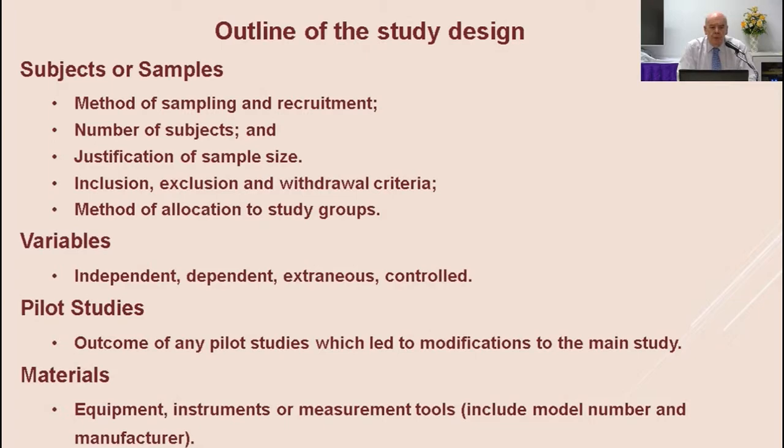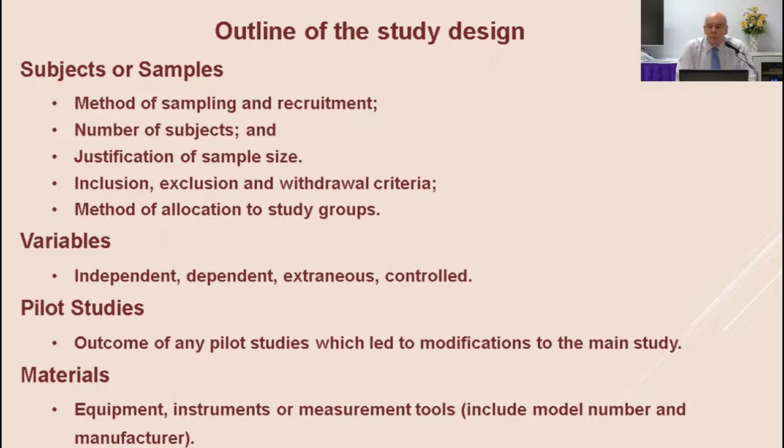You then address the subjects of your research, or the samples used in your research. You talk about the method of sampling and recruitment of human subjects. The number of subjects is important, and particularly the justification of the sample size. There is a lot of science, in fact, in selecting a sample size that is appropriate to the population that you are studying.